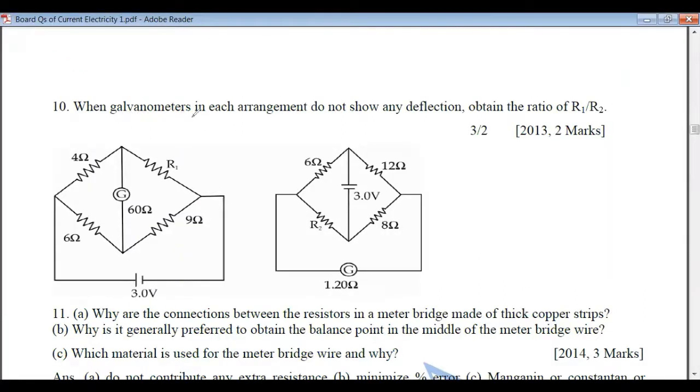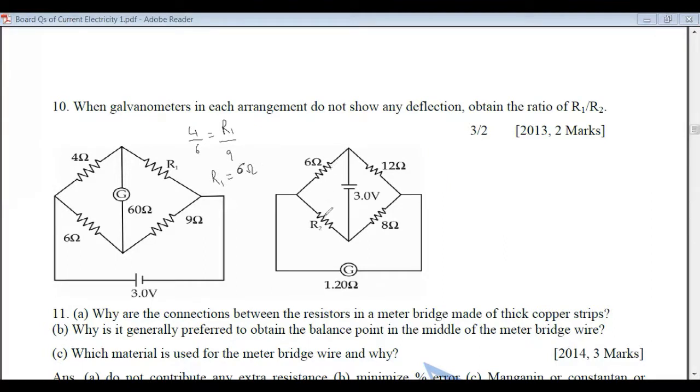Question number 10. When galvanometers in each arrangement do not show any deflection, obtain the ratio of R1 is to R2. Now in the first circuit diagram, no current flows through the galvanometer. It means P upon Q is equal to R upon S. That is 4 upon 6 is equal to R1 upon 9. On calculating, we get R1 is equal to 6 ohms.